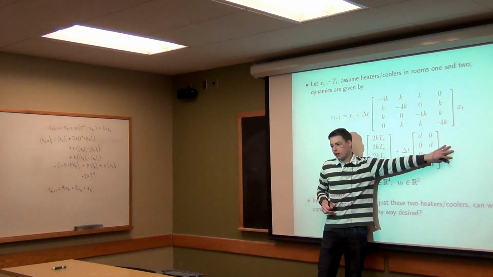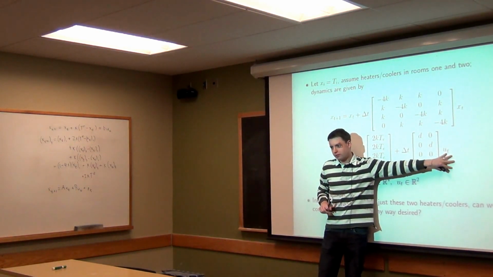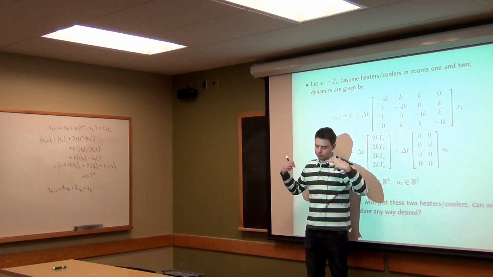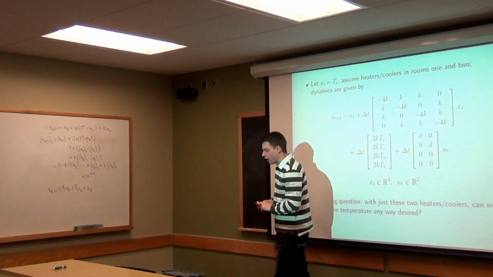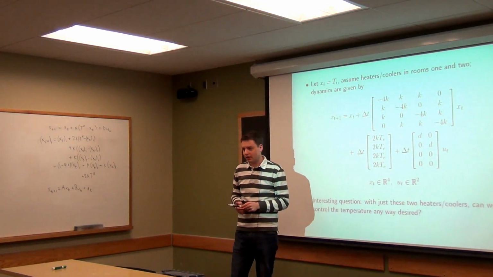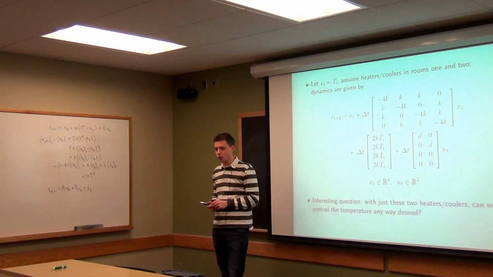And let's say we can choose whatever values we want for this. We're not constrained. They can be positive, negative, whatever magnitude we want. Ignore that for now. The big question is, can we still get the temperature in these 4 rooms to a state that we want it to be in with just 2 heaters?